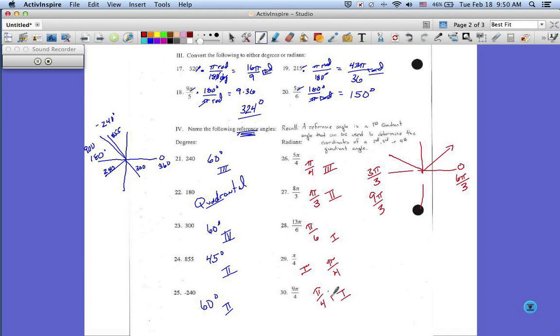All right, so there you have it. Quick little review of your wrapping functions, and you guys should be ready for the quiz tomorrow. Remember, same quiz as this sheet, just different numbers.